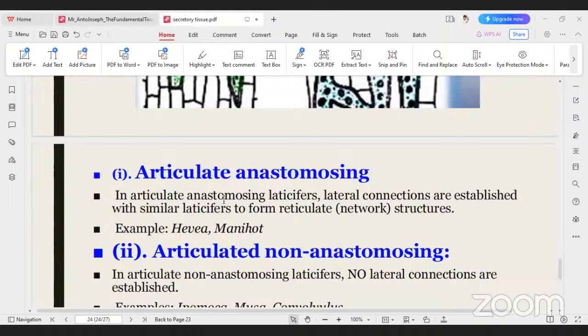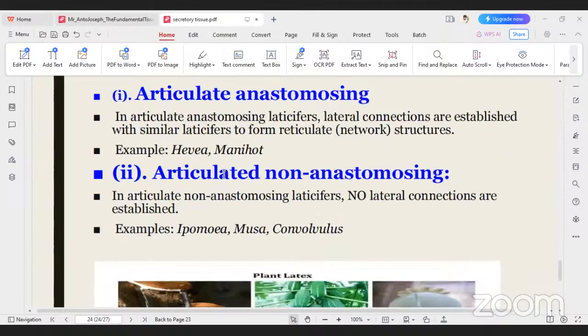In anastomizing latex cells, lateral connections are established with similar latex cells to form a reticulate network, the same similar type. Tubular connects with tubular, globular connects with globular. The best examples are Hevea brasiliensis, rubber, and Moni heart. Articulated non-anastomizing latex cells have no lateral connections established. Examples: Ipomoea, Musa, Convolvulus.